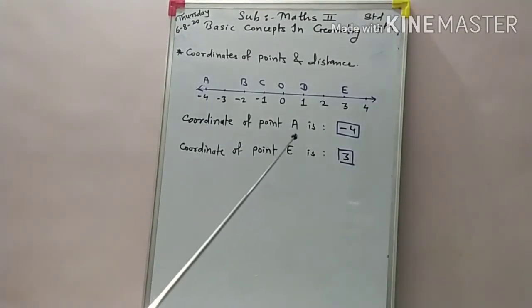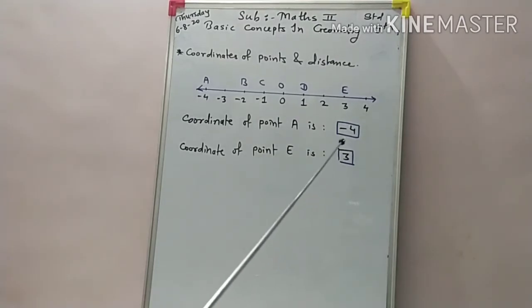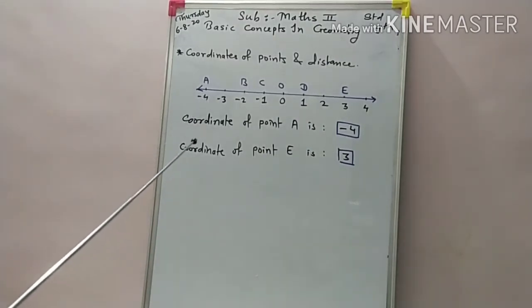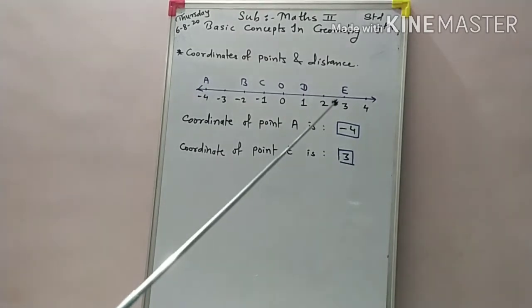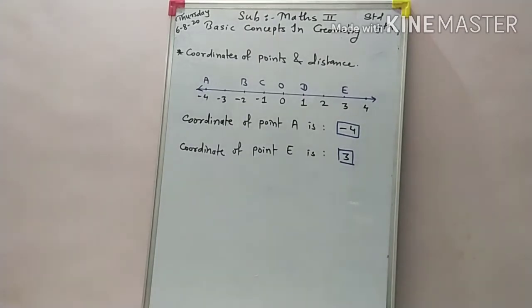Coordinate of point A is what? Minus 4, as you are observing here on the number line. Coordinate of point E is what? It's 3, as we have seen on this number line. And using these points and coordinates, we have to find what? We have to find the distance between two points. Distance between two points means what?